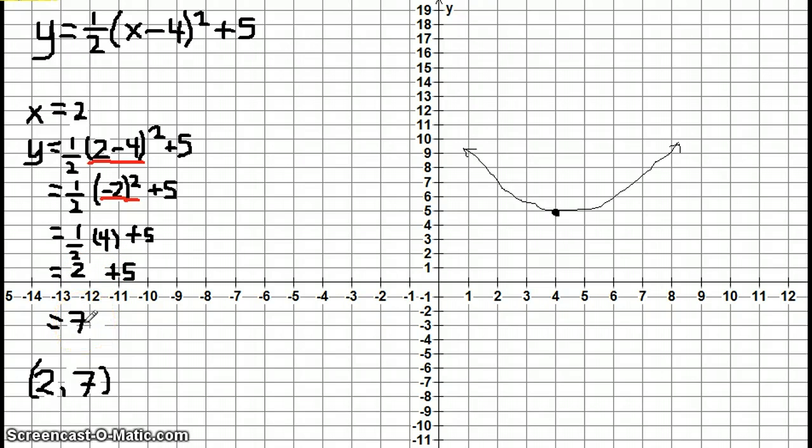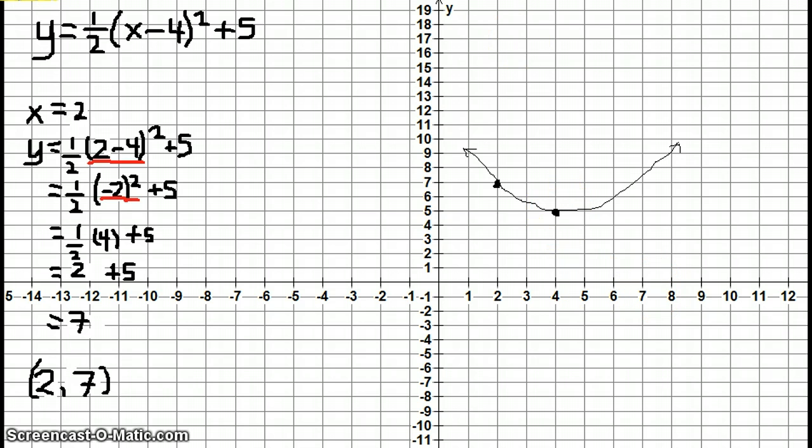So my equation spat out 7 when I plugged in 2. That means the point when x is 2 is up at 7. So I have the point (2, 7). So let's draw this. 2, 7. Oh, that was a pretty good guess over there. So that is one of the points.